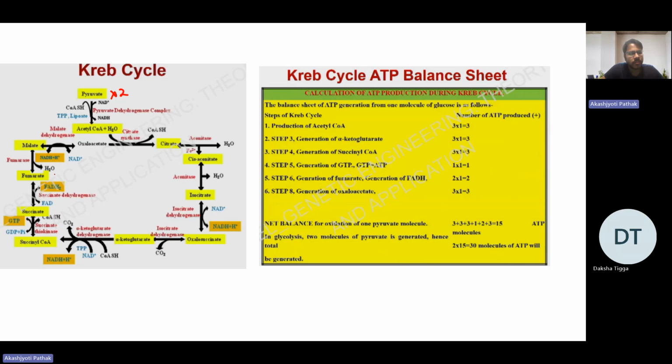So oxidation of NADH will give you 3 molecules of ATP. Basically you have 3 steps where your NADH is being formed. One is when isocitrate is converted to oxalosuccinate, then alpha ketoglutarate converted to succinyl-CoA, and malate converted to oxaloacetate. So these are the 3 steps where NADH is produced. That is why one molecule of NADH gives you 3 molecules of ATP. So 3 into 3 gives a total of 9 molecules of ATP.